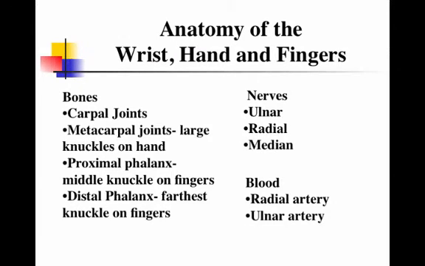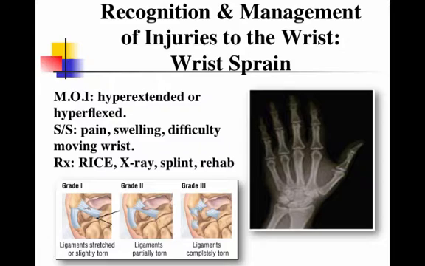Slide 5. Review the bones, muscles, nerves, and the movements of the hand, wrist, and fingers using the presentation and textbook. Slide 6. Wrist sprains usually occur from a hyperextension injury or falling on an outstretched hand. However, they can also be caused from flexion and twisting.